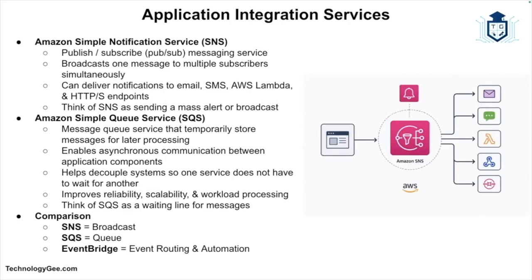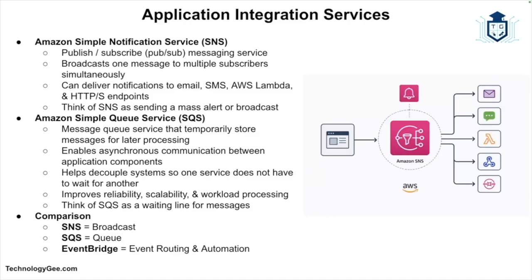And then you have what is called Amazon SNS, and this is all about broadcasting messages. It's a publish subscribe system. So when something happens, SNS can send notifications to multiple subscribers at once, like email, SMS messages, Lambda functions, or even HTTP endpoints. So picture it like sending out a mass alert.